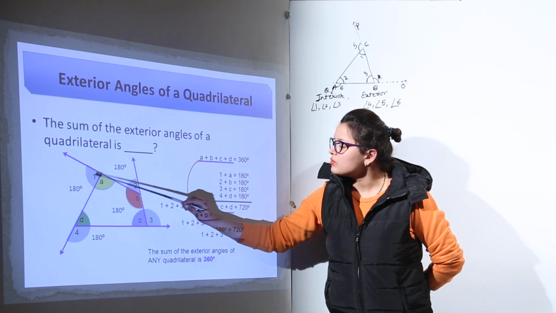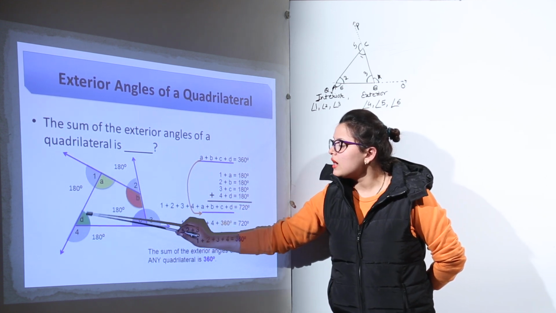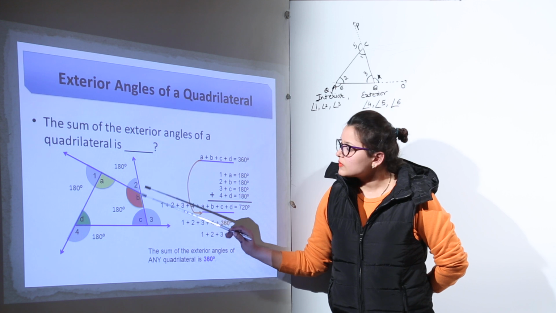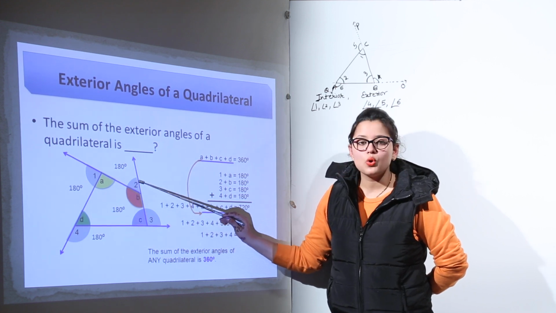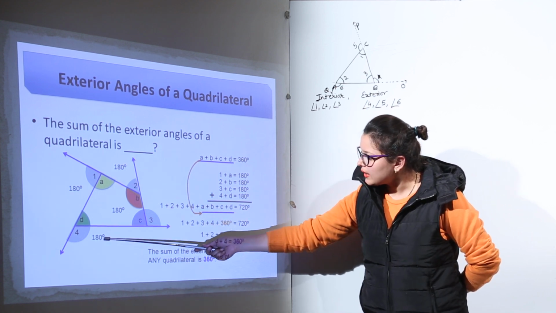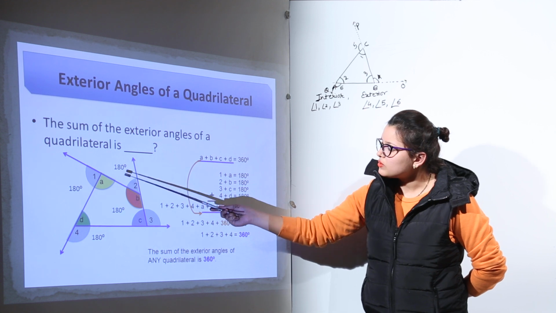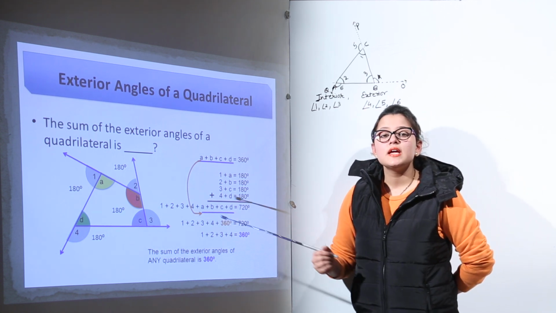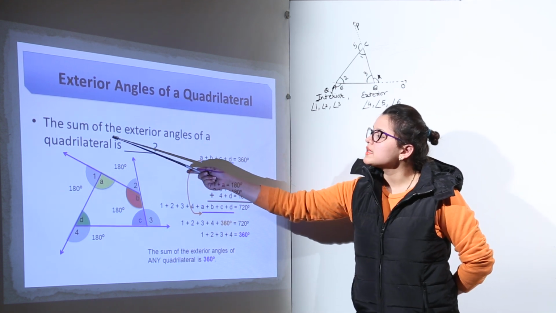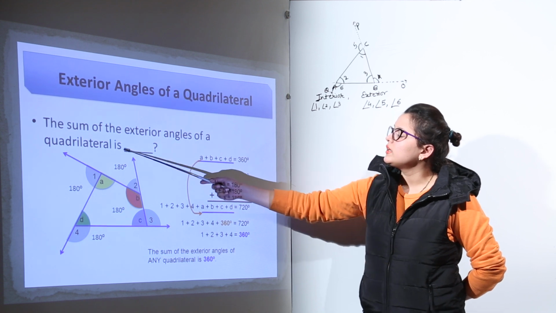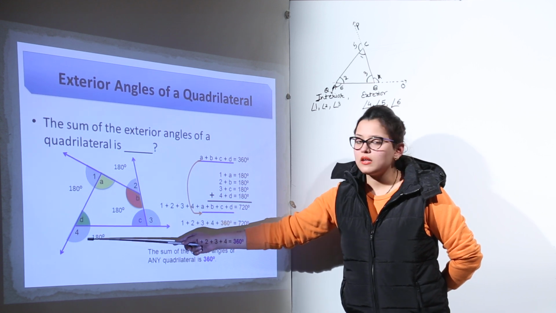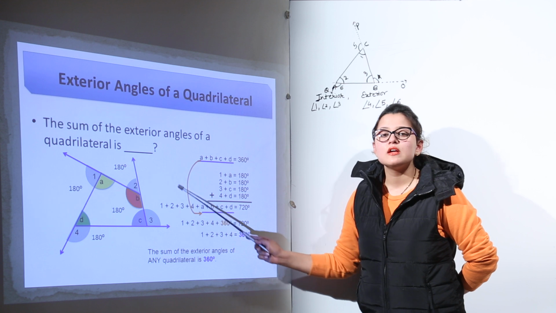But what about the outside ones? 1, 2, 3 and 4 are formed with the same sides of the quadrilateral, but these angles are lying outside the quadrilateral. So we can say that angle 1, angle 2, angle 3 and angle 4, all these are lying outside the quadrilateral. So these are known as the exterior angles of the quadrilateral. Now what are we supposed to find? We are supposed to find the sum of exterior angles of a quadrilateral. That means the sum of angle 1 plus 2 plus 3 plus angle 4. We have to find the sum of these 4 angles.